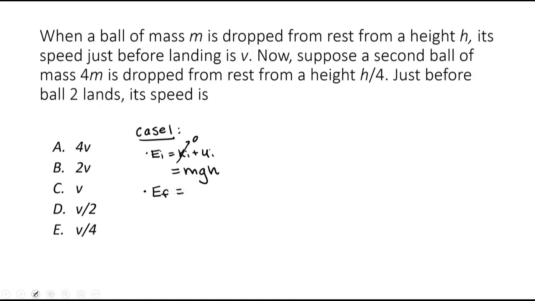Just before it lands, that means when the height h is equal to 0. So we're going to have K final plus U final, where U final is now 0 because we're at a height of 0. What we're left with here is 1/2 mv squared. Because E initial is equal to E final, we know that mgh is equal to 1/2 mv squared. So let's keep that in mind and look at our second case here.